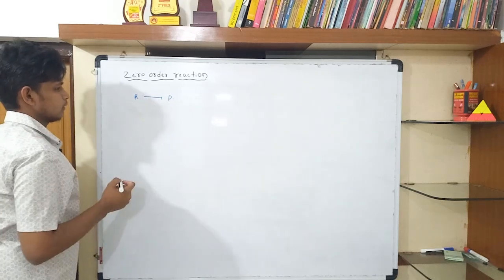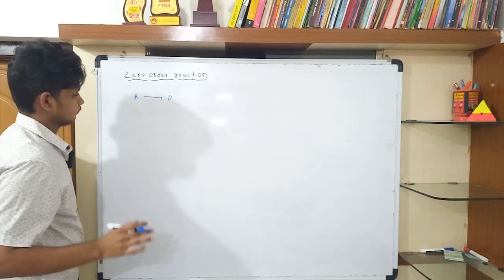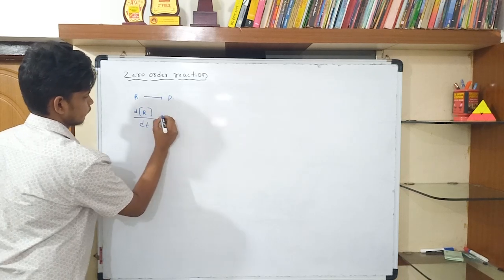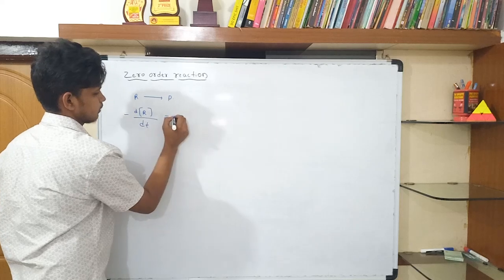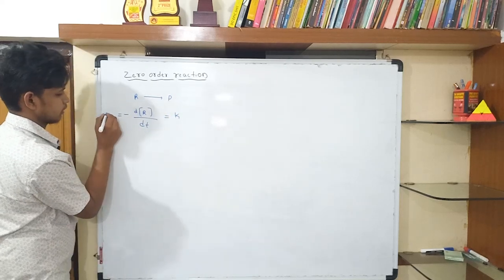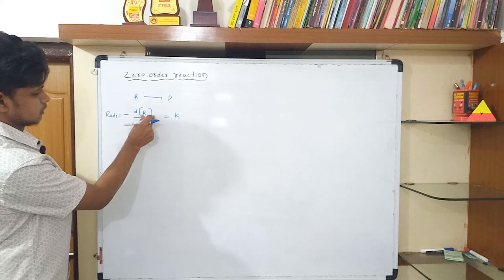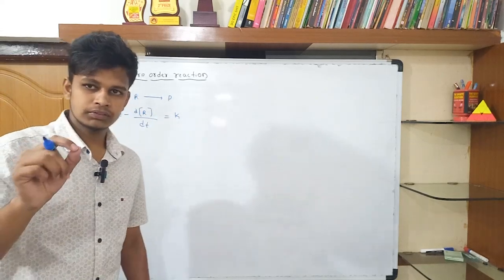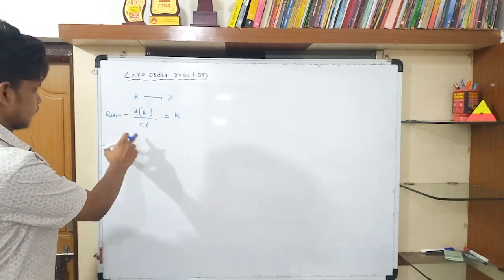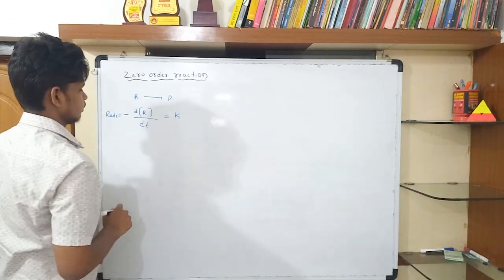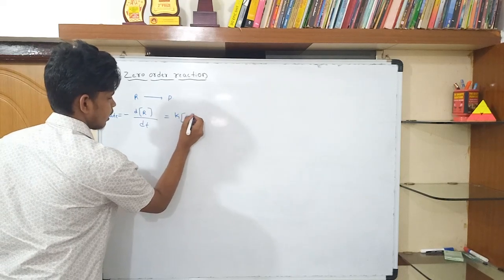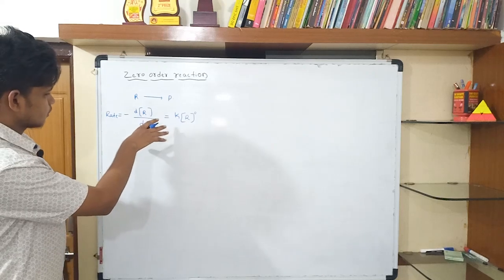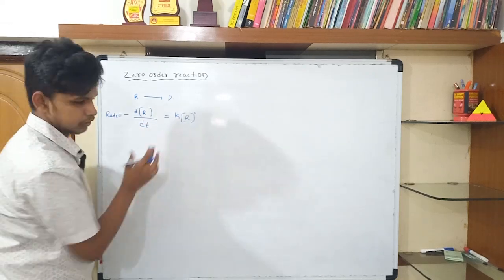After that we know that rate equals minus d of concentration of R divided by dt, where R means concentration of reactant. So dR by dt equals k into R raised to 0. Here you have to clearly observe how we can do this. You leave these things and consider only these two things.